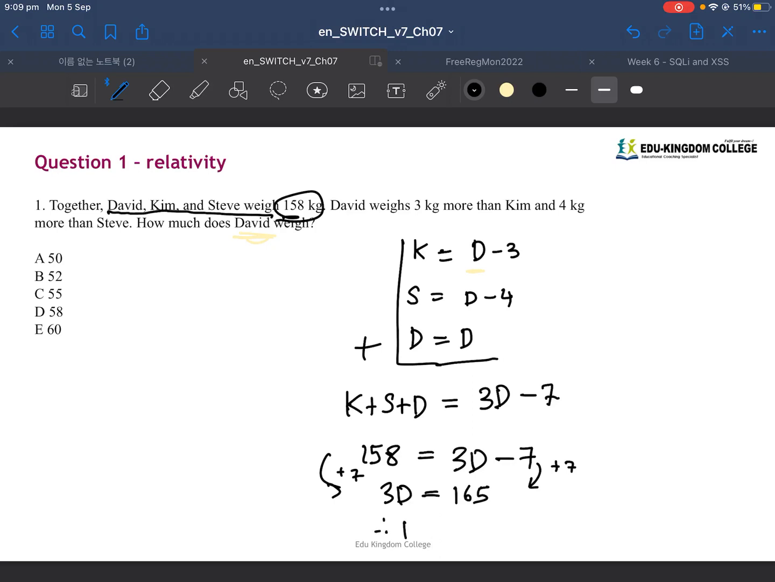Then it's going to be 165, and therefore D is going to be 165 divided by 3, because remember I'm trying to get rid of the 3, which I get 55. Not years old, whoops. Kilograms, okay? And that corresponds to option C. That's how we solve our relative questions.